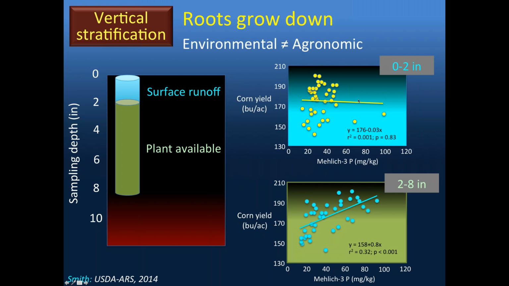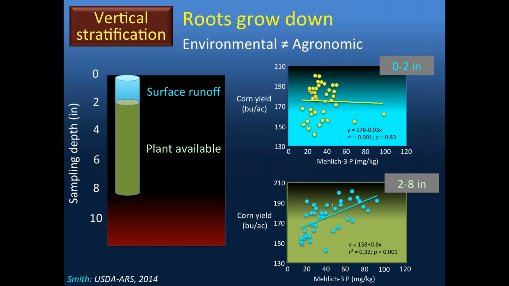It's just either a 2 inch sample or a 2 to 8 inch sample. And this should drive home the fact that crop roots grow down, and where crops are getting their fertilizer, the phosphorus they use, is at depth. It's not on the surface. And so what we're putting on the surface really is not of great use to the crop itself.